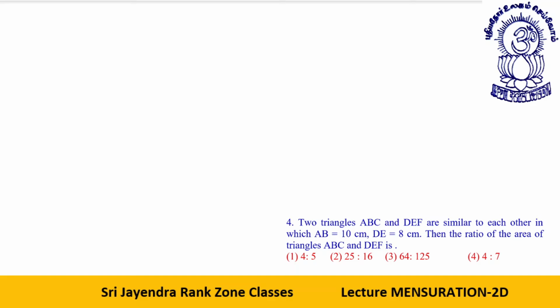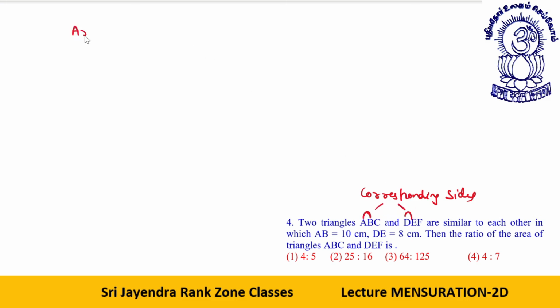This is the next question. We are given two triangles ABC and DEF, AB is 10, DE is 8. So if this is AB, this is DE. First, second, first, second. So these are corresponding sides. Why? Because AB is first and second, DE is also first and second. So these are corresponding sides.